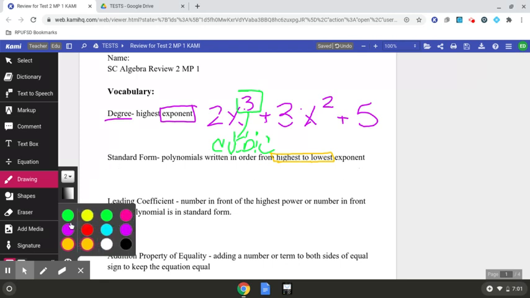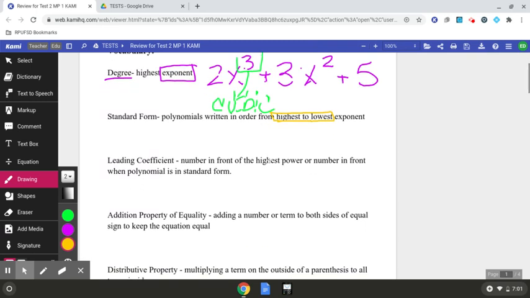A lot of times questions will tell you to put your answer in standard form, so you have to understand what standard form is. Once you're put in standard form, you can identify what we call the leading coefficient. I think of this as like our leader. So it's the number in front of your highest power, or the number in front when your polynomial's in standard form.